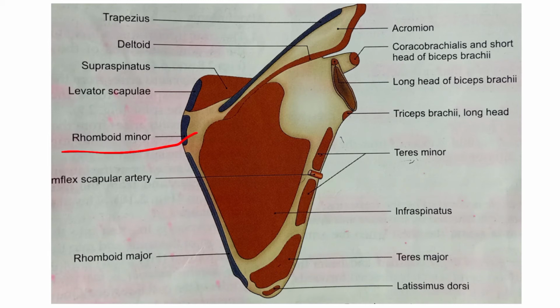Moving further to rhomboid minor. This is rhomboid minor. It is inserted into the medial border, dorsal aspect of the medial border opposite the root of spine. Just opposite the root of spine. This is the root of spine.